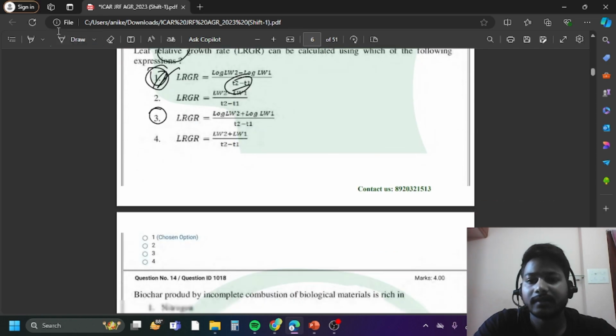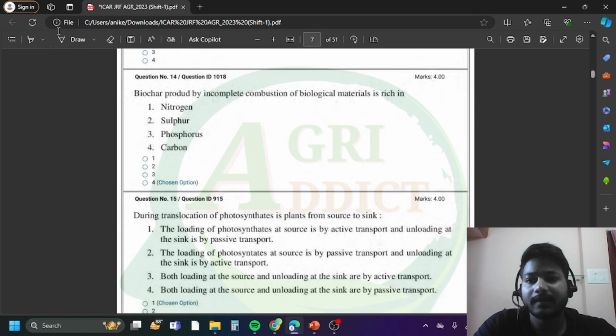Let's move forward. Question number 14. Biochar produced by incomplete combustion of biological material rich in. You should know that biochar, the word bio means carbon. Option number 4 is correct.